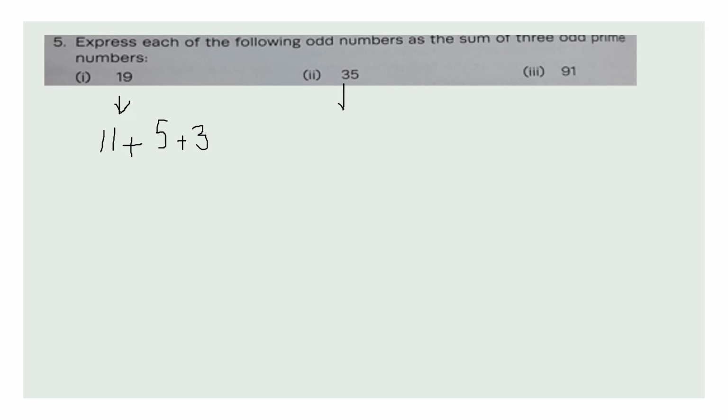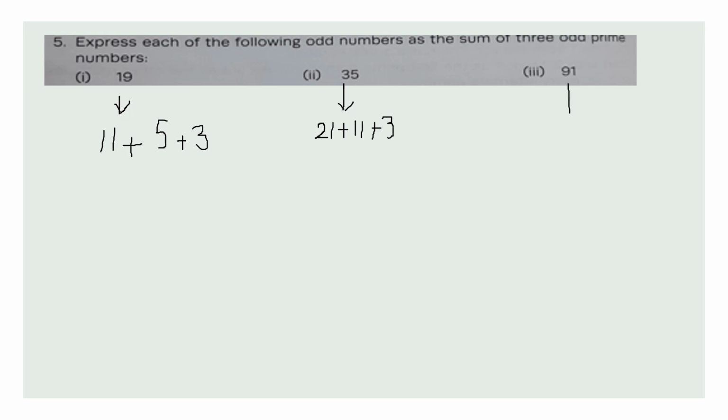Let's try for 35. For 35, we will require a bigger number. For example, if I try 21 and then I add 11 with it, I will get 32, and then it will be easier. I will add 3 also and I will get 35. So in this way, you will do a little practice and critical thinking to get these numbers.